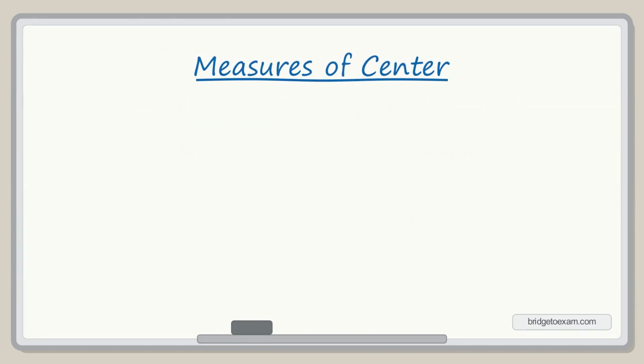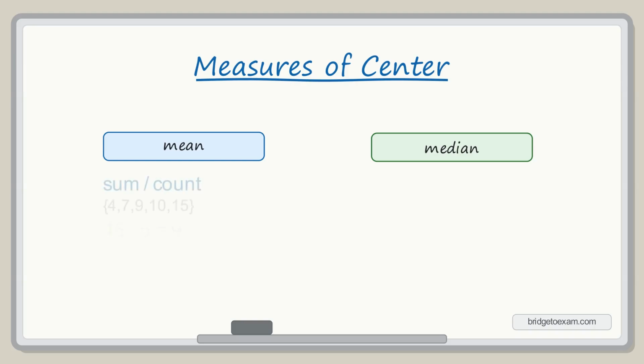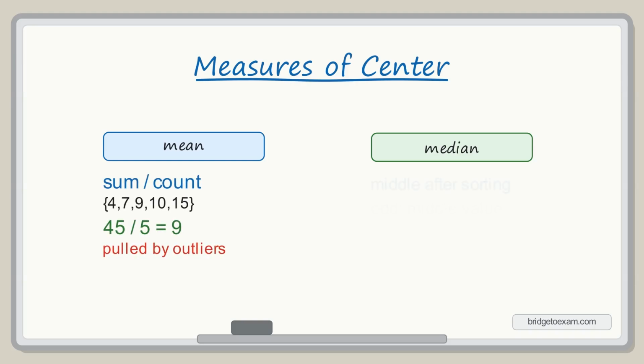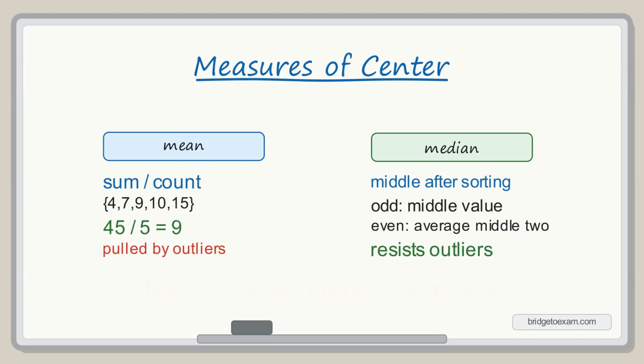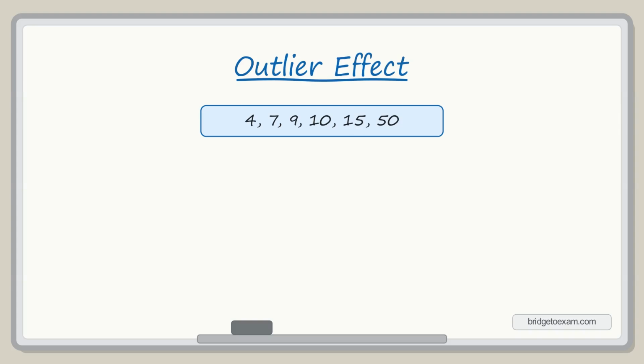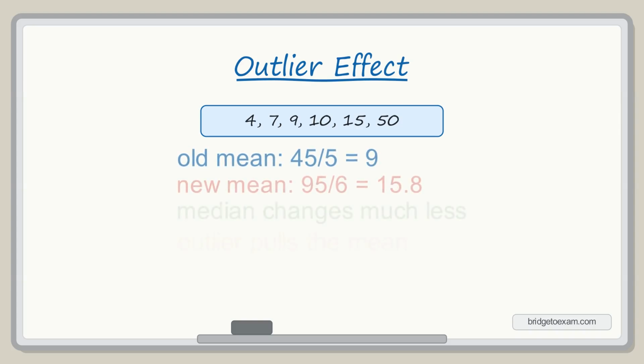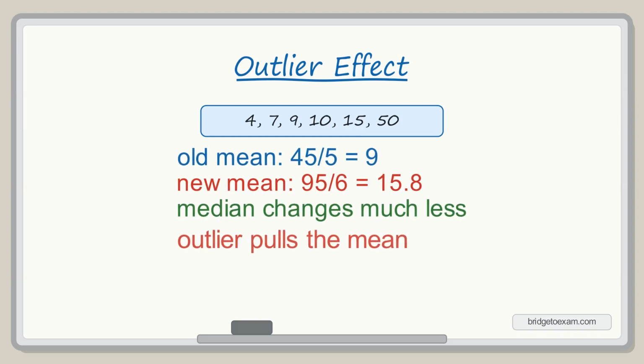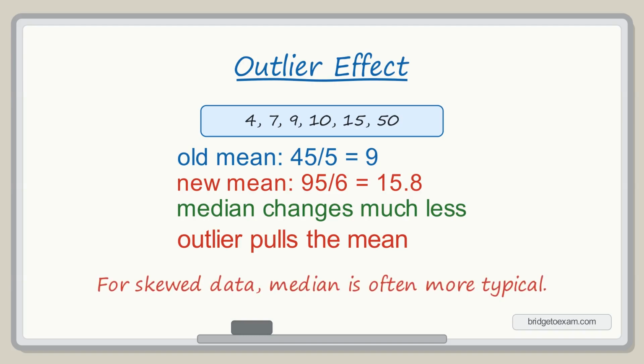Mean is the arithmetic average, so every value matters. Median is the middle after sorting, so extreme outliers affect it much less. Adding a high outlier can pull the mean far upward. The median usually changes less, because it depends on the order, not the size of every value.